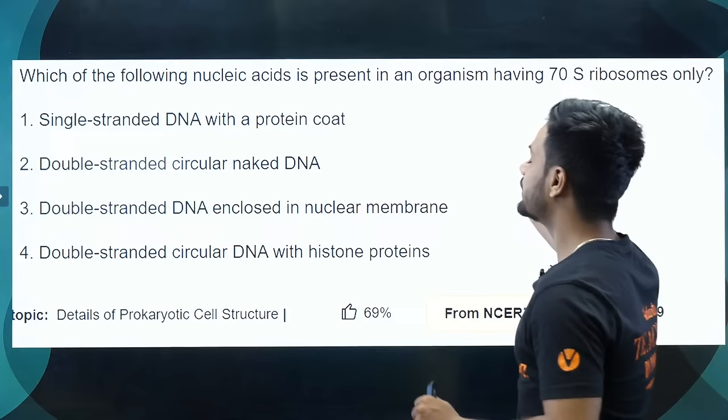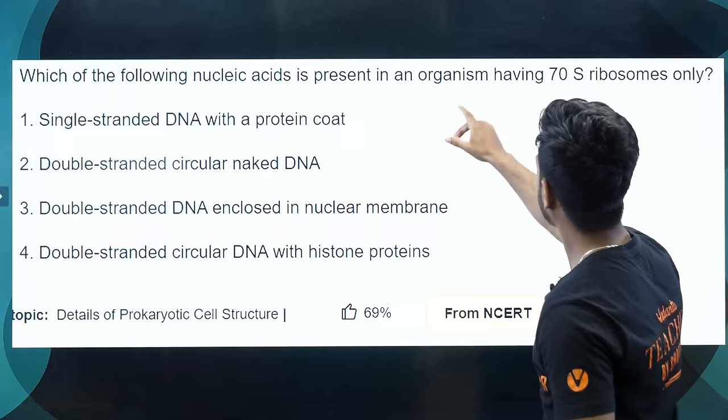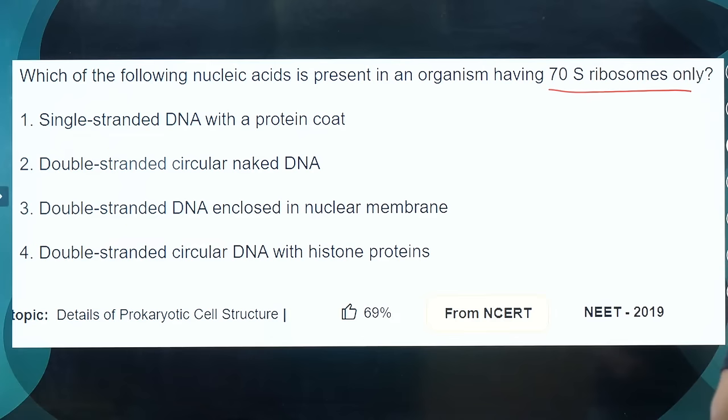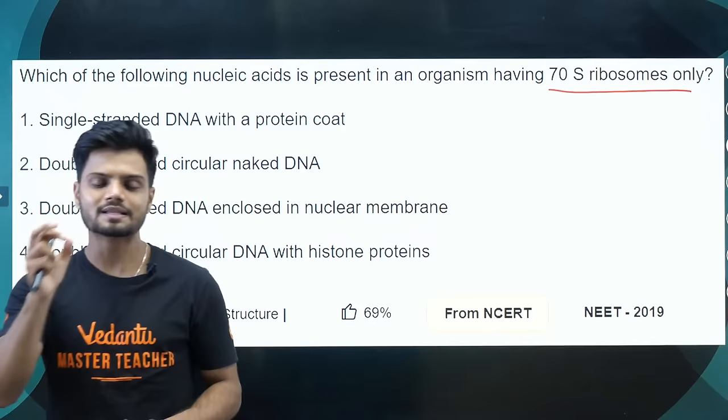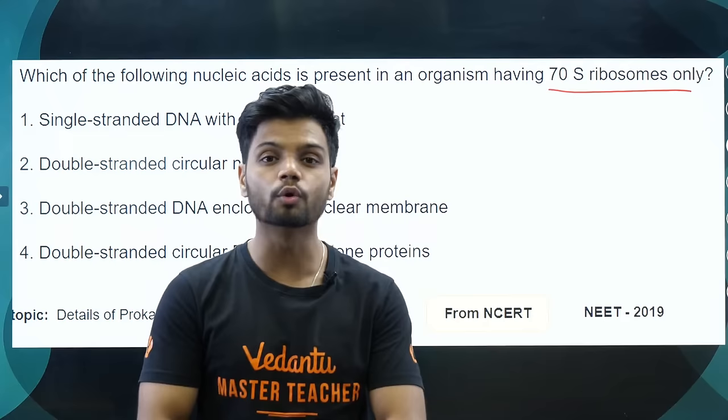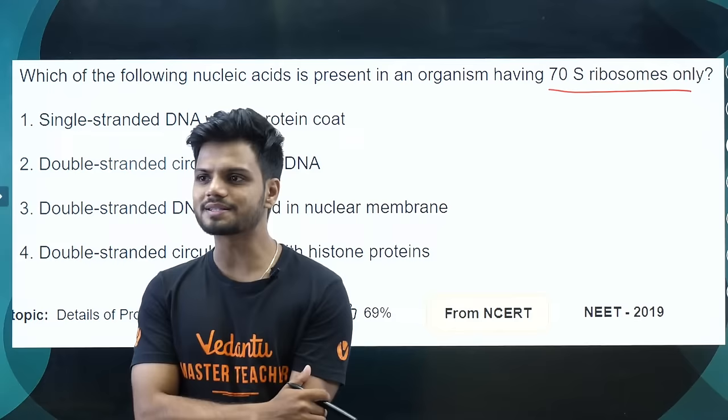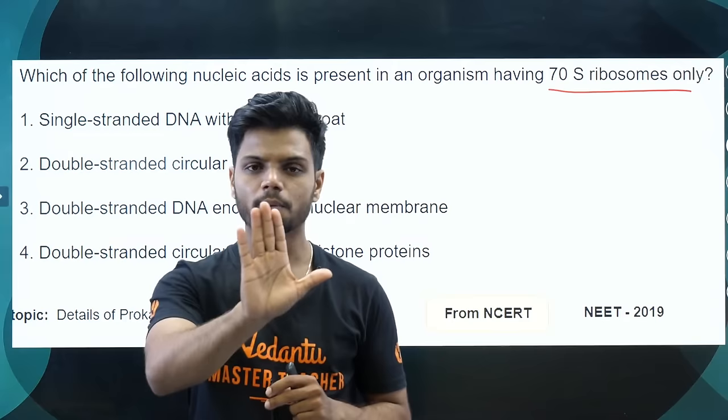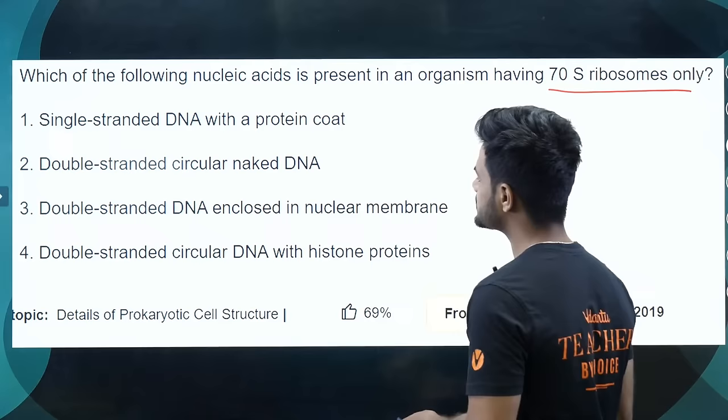Which of the following nucleic acids is present in an organism having 70S ribosomes only? Tell me in the chat quickly. In the case of 70S ribosomes, is it prokaryotic or eukaryotic? Students, the 70S ribosome mainly correlates with prokaryotic organisms. So what is the answer?